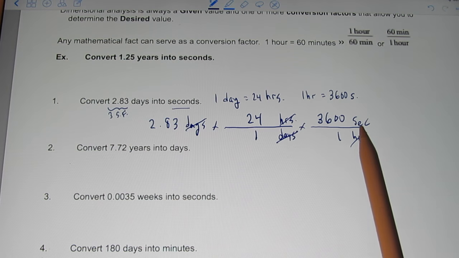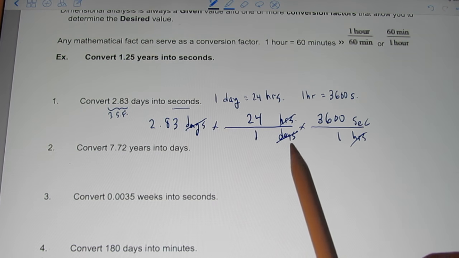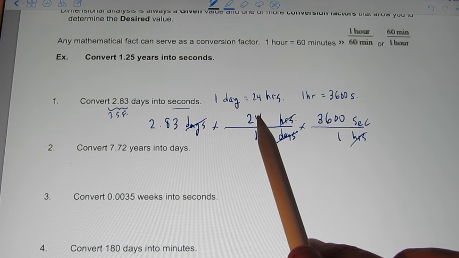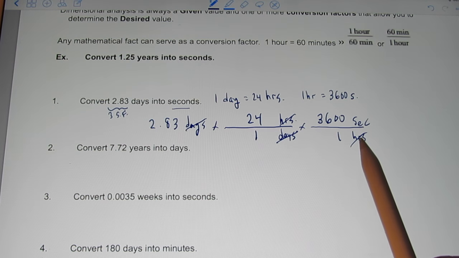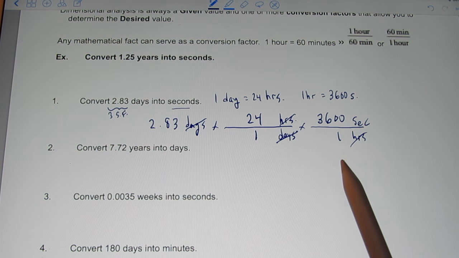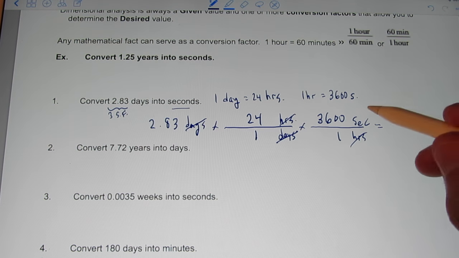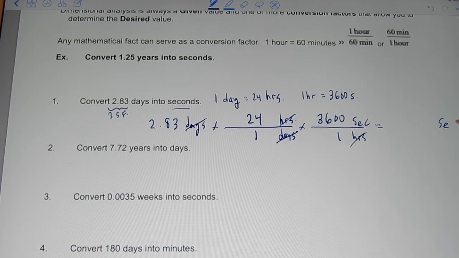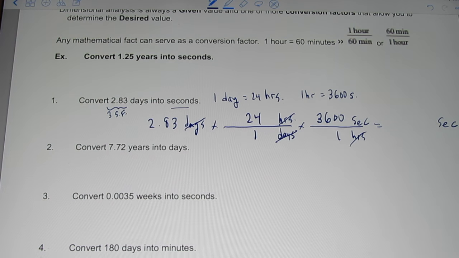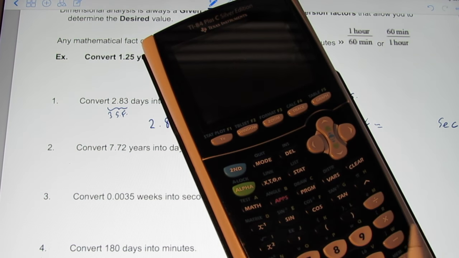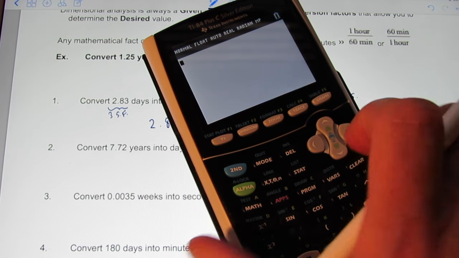So now when I multiply this out, I will hop out of days and get into hours by multiplying by 24. Then I'll hop out of hours and get into seconds by multiplying by 3,600. And my answer will be, let's see, in seconds, because that's the unit I'm left with. So let's pull out our calculators. I'll use the one that I use in class with you folks, and we'll plug and chug.